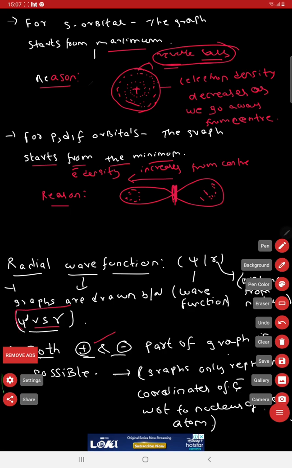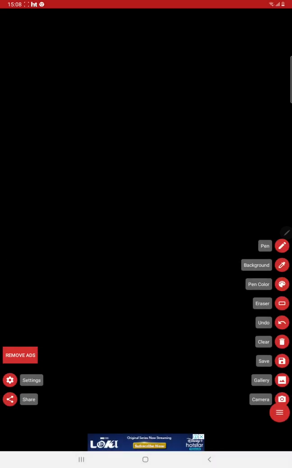This graph depicts only psi versus r, that is, the wave function versus distance from the nucleus. Now let us draw psi versus r graphs.